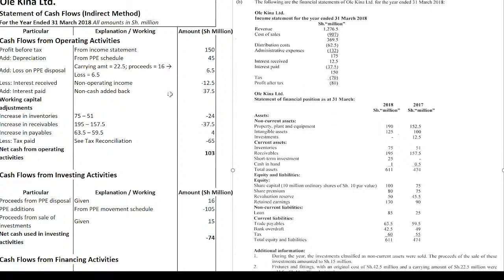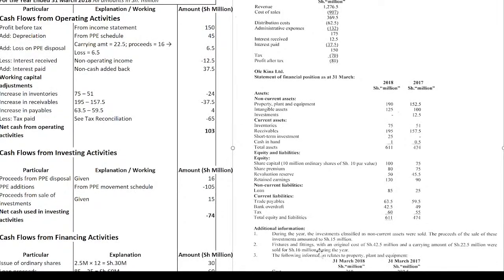Then you do all the adjustments, the depreciation, all that amortization. Since we don't have many, we have the depreciation for our PPE. We have calculated and found it is 45. Then you also have to add the loss on disposals. So the carrying amount was 22 million. The proceeds we got is 16 from our question. So we are going to get a loss of 6.5. You also have to add that.